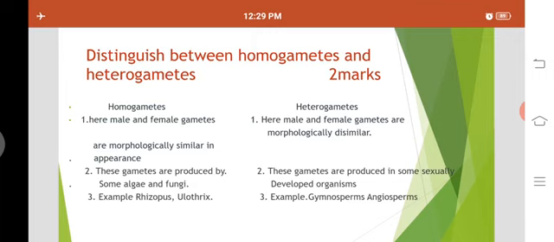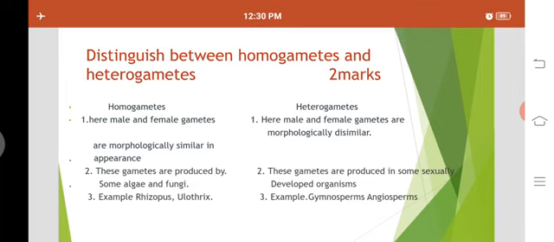Okay, then the second difference you see. Homogametes are produced by some algae and fungi. And in case of the heterogametes, you see the second difference: these gametes are produced in some sexually developed organisms. Okay, last difference you can see here. For the homogametes, we can give the example, some algae and fungi, what I told here. Rhizopus you can take as an example, Ulothrix you can take as an example. These are the organisms which are capable of producing the gametes. These gametes are homogametes. Understood?